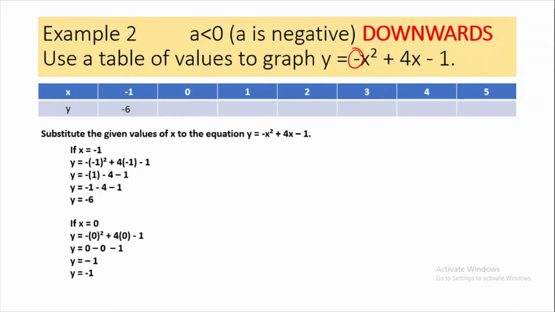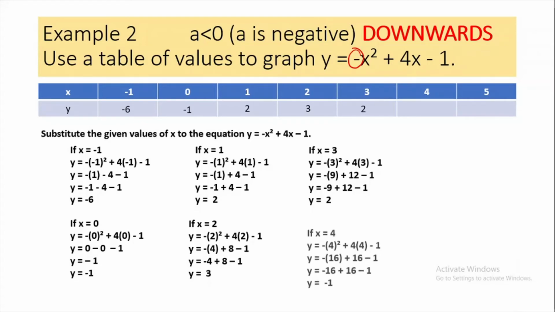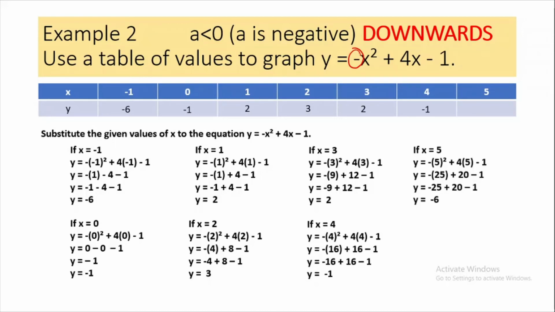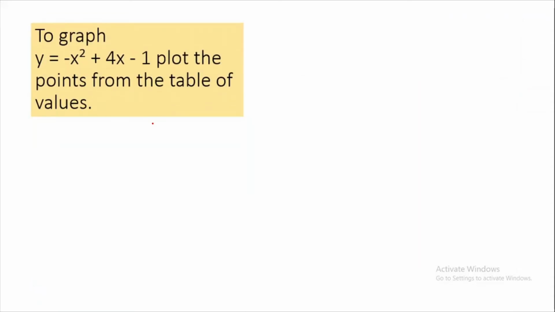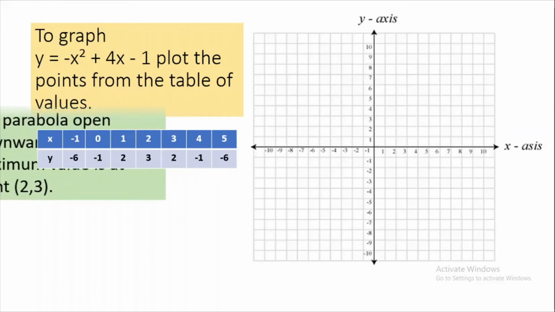We have negative 6. And then if x is 0, we have y is equal to negative 1. If our x is equal to 2, we have y is equal to 3. If x is equal to 3, we have y is equal to 2. If x is equal to 4, y is equal to negative 1. And if x is equal to 5, we have y is equal to negative 6. So now that we already have our table, next step is let's go ahead and graph or plot the points from the table of values to our Cartesian plane.